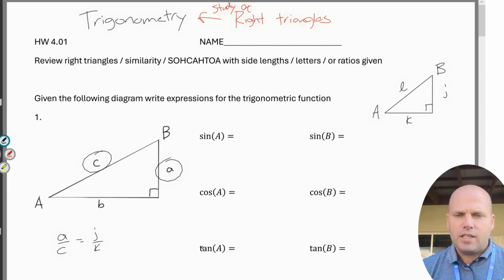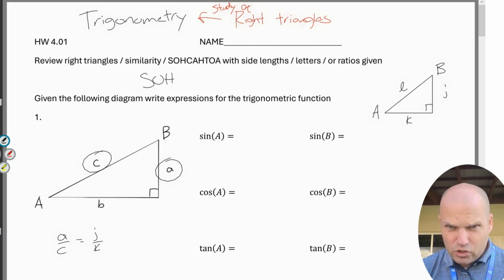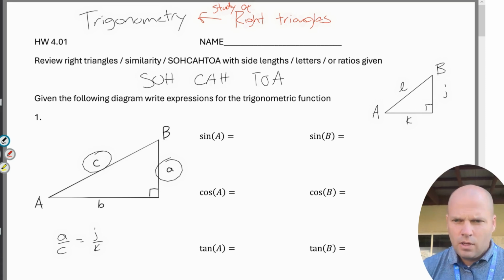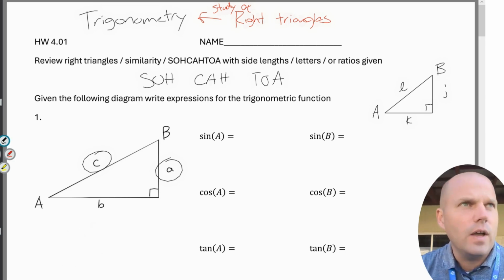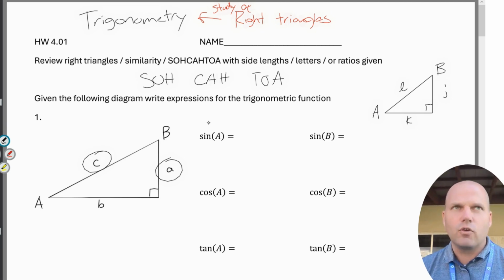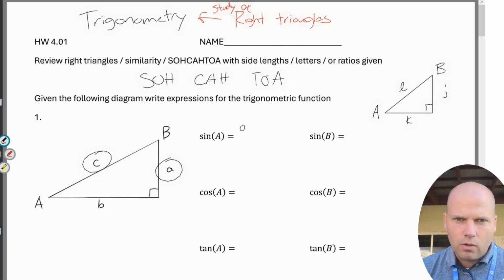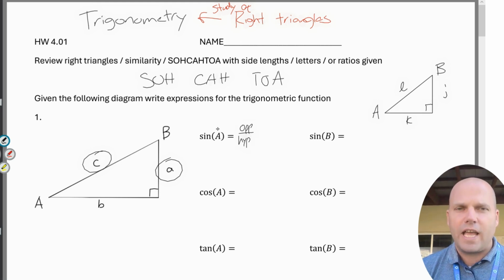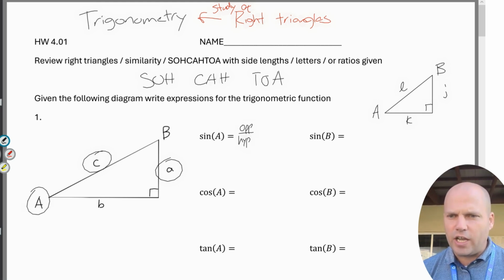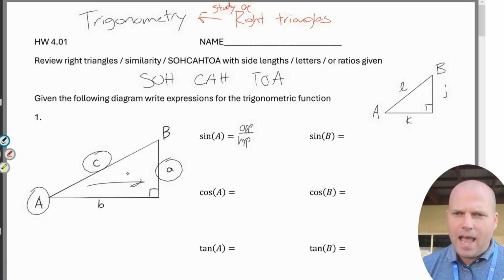Sine, cosine, tangent. These are all just shortcut ways to refer to the ratios that exist in these right triangles. And we use the mnemonic SOH CAH TOA. When I say, hey guys, let's talk about the sine of angle A, I'm referring to the ratio of the opposite side divided by the hypotenuse with respect to angle A. And so you would look at this triangle and you'd be like, oh, you mean A over C.